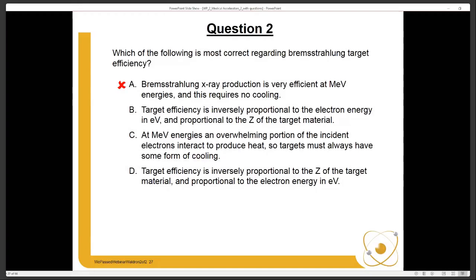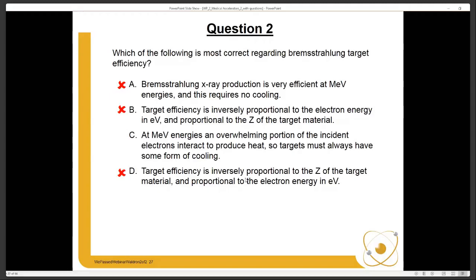So is it A, Bremsstrahlung X-ray is very efficient at MeV energies, requires no cooling? No, both of those statements are false. Is it inversely proportional to the electron energy and proportional to the Z? No, it is proportional to both of those. At MeV energies, an overwhelming portion of the incident electrons interact to produce heat, so targets must always have some form of cooling.